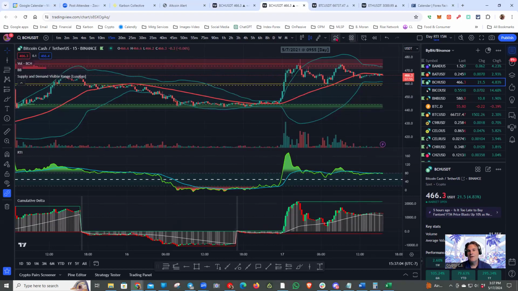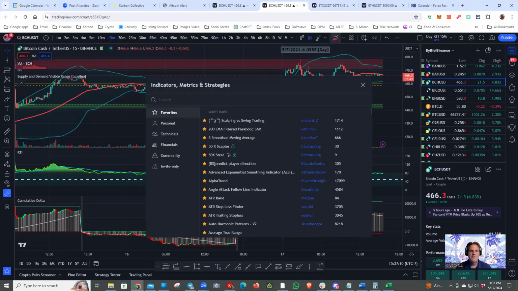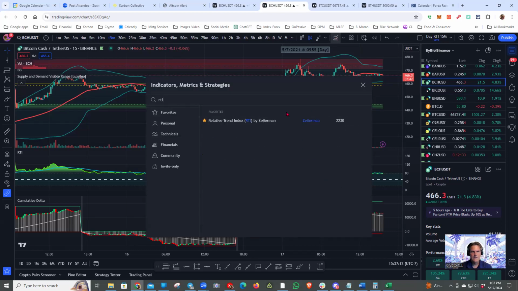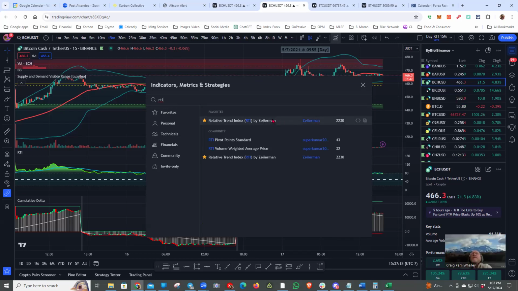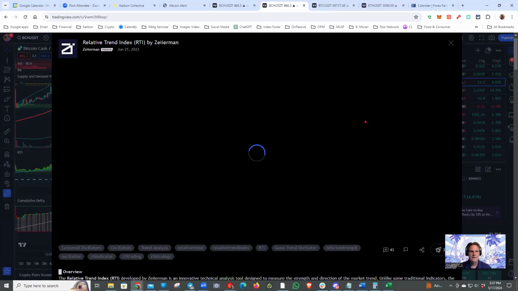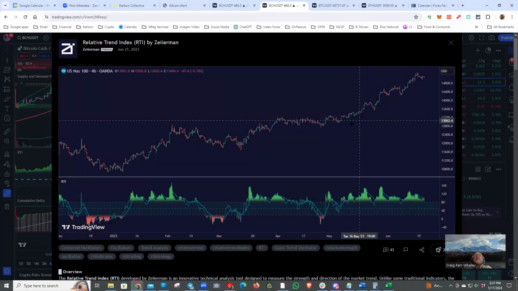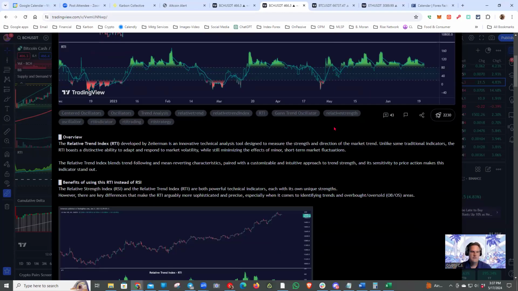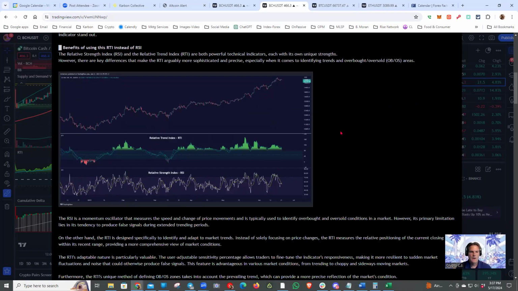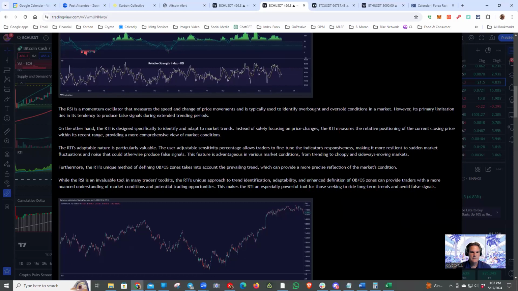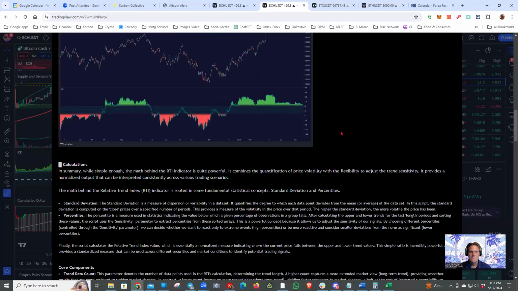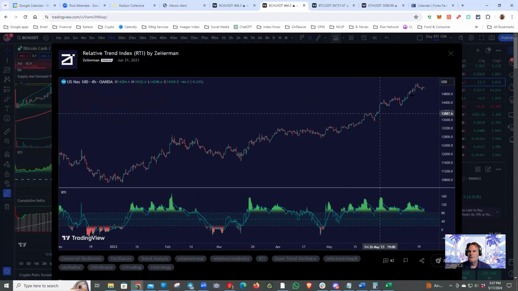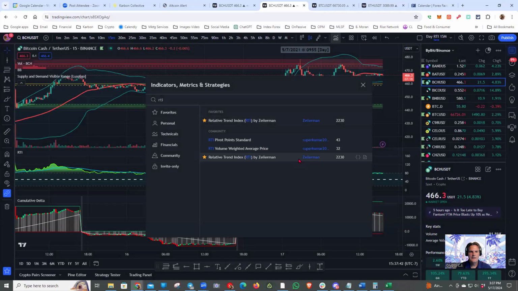But here's where you find your indicators on TradingView. You hover over this with your cursor. You can click that, type in RTI. And I use the one by Zellerman. Yeah, now go right out to the right, and there's the document about how it works. That's where you get all the information on how it works. Right. So the author of the indicator will describe it, usually show examples on how to use it. So yeah, thanks for that, Craig. That's a good idea.